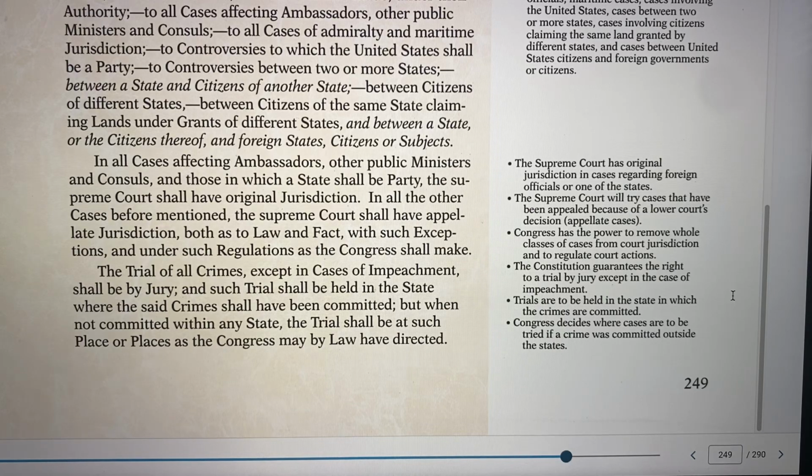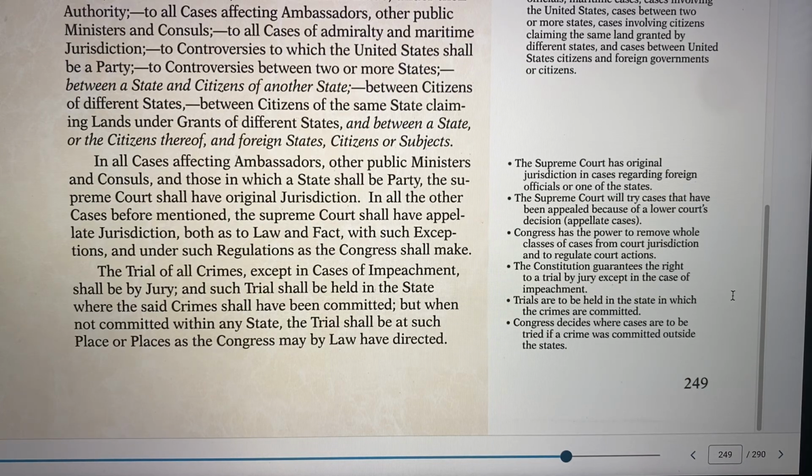The Constitution guarantees the right of trial by jury except in the case of impeachment. So our Constitution says we all have the right to a trial by jury, right? Trials are to be held in the state in which the crimes are committed. So if you have a trial, you are to be tried in that state.